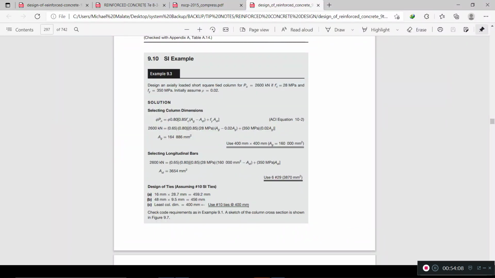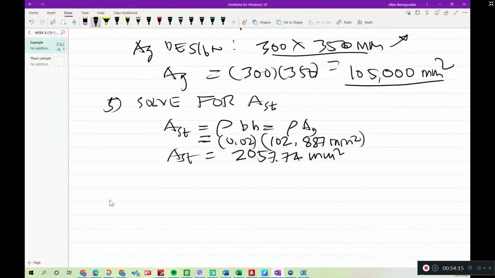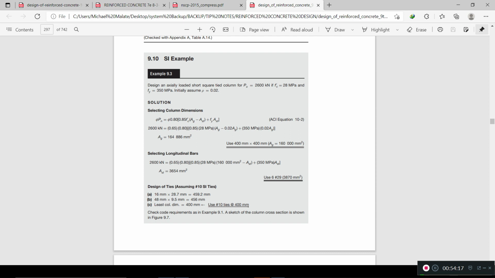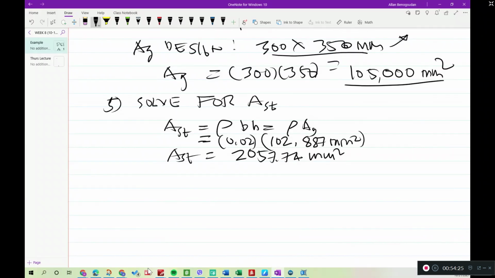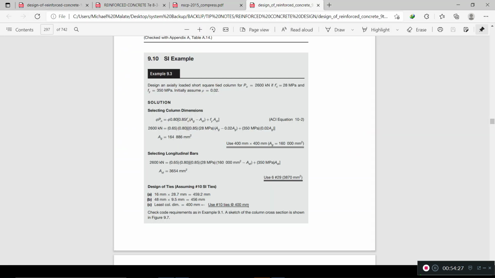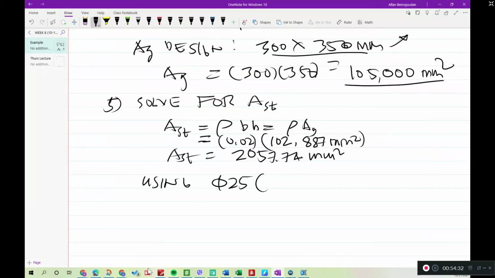Say for example, our problem is not yet done because you have your AG and you have your AST. You need to do the details for this. So using, say for example, 25 mm bars, where area 25 is equal to pi over 4 times 25 squared, is equal to 490.87.